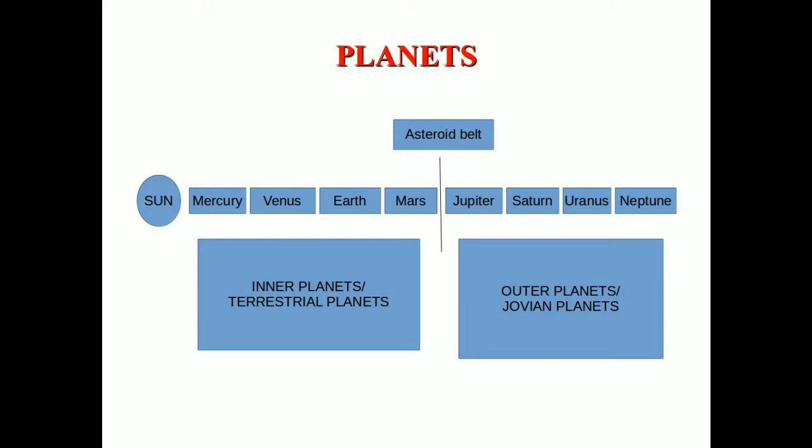There exist two belts, that means the asteroid belt and the Kuiper belt. The asteroid belt lies between Mars and Jupiter, and the Kuiper belt is found beyond the orbit of Neptune.